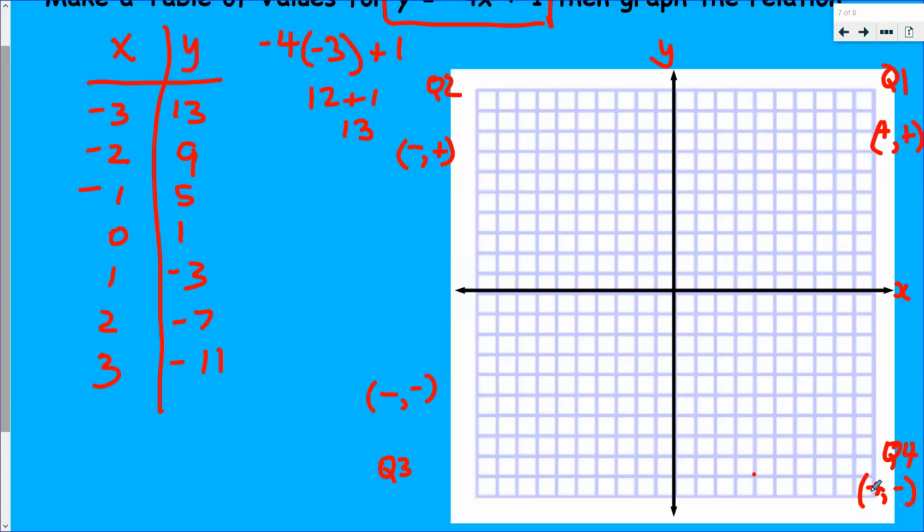Okay, so let's do some plotting here. I need between 13 and -11 and those included. So I'm going to go up the x-axis and down by 2's. Okay, so it'll be 2, 4, 6, 8, 10, 12, 14, and -2, -4, -6, -8, -10, -12, -14. And the y, I'm going to go by 1's.